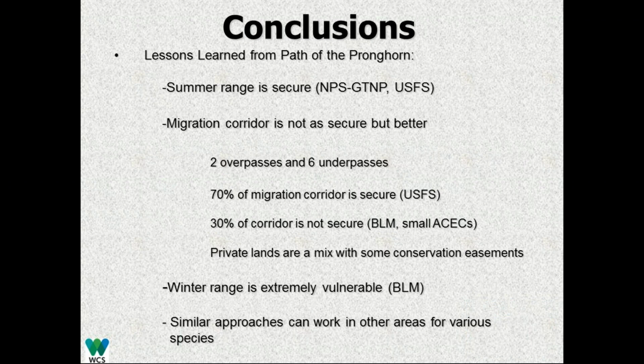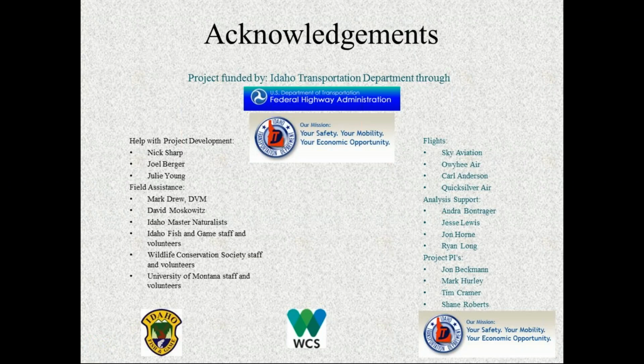And finally, what we learned is that you have to be concerned, again, with all three components: the summer range, the migration corridor, and the winter range. And in the case of the Path of the Pronghorn, we still see the winter range being extremely vulnerable. With that, I want to acknowledge all the people that were involved in the Idaho project. I know I glossed over that, but I just wanted to make the point that lessons that we learned from Path of the Pronghorn are transferable to other areas.